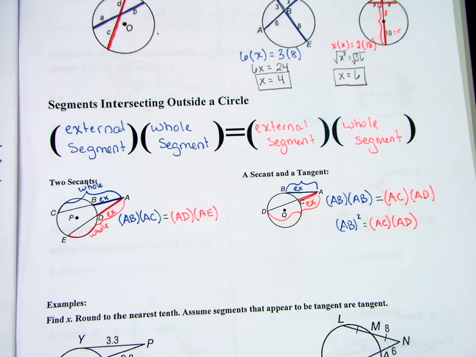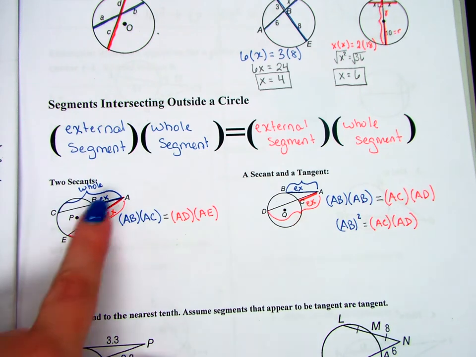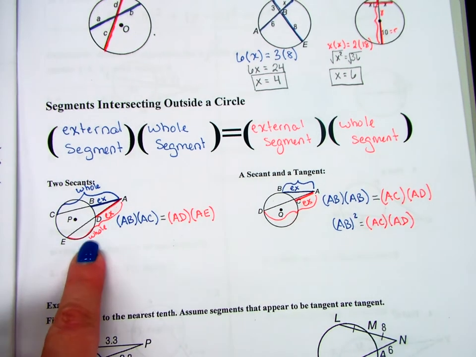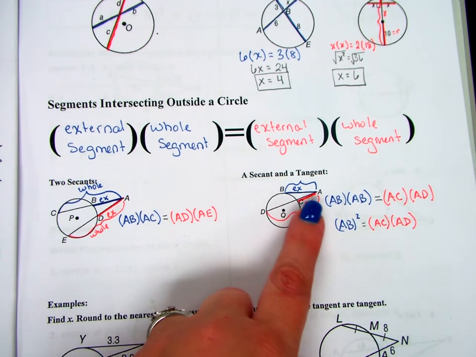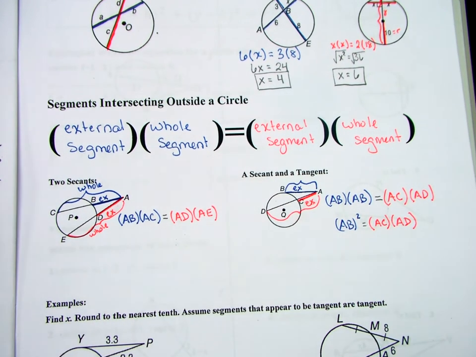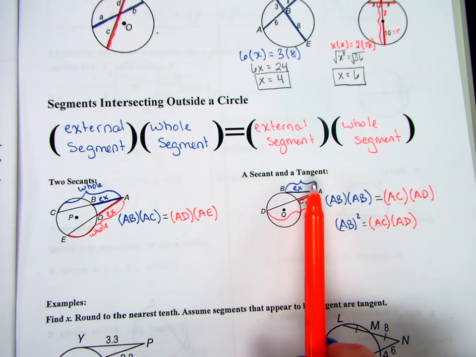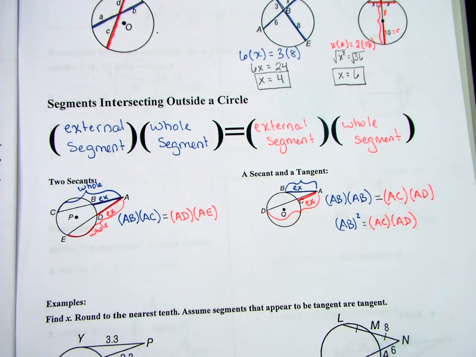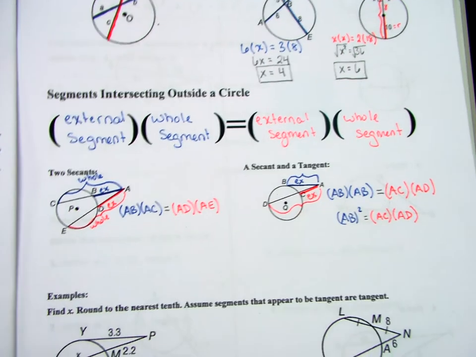But rather than having to memorize, a lot of times they'll teach this as two separate formulas: external times whole, and tangent squared equals external times whole. But for me, it's easier to just remember the one formula, and I just know when I apply this when the external is the whole, right? Rather than trying to remember two different formulas. Okay? All right, so let's try this.